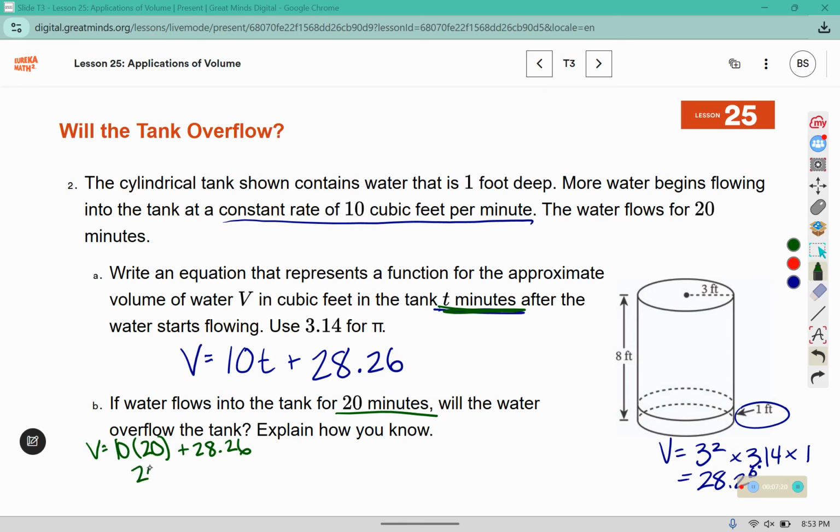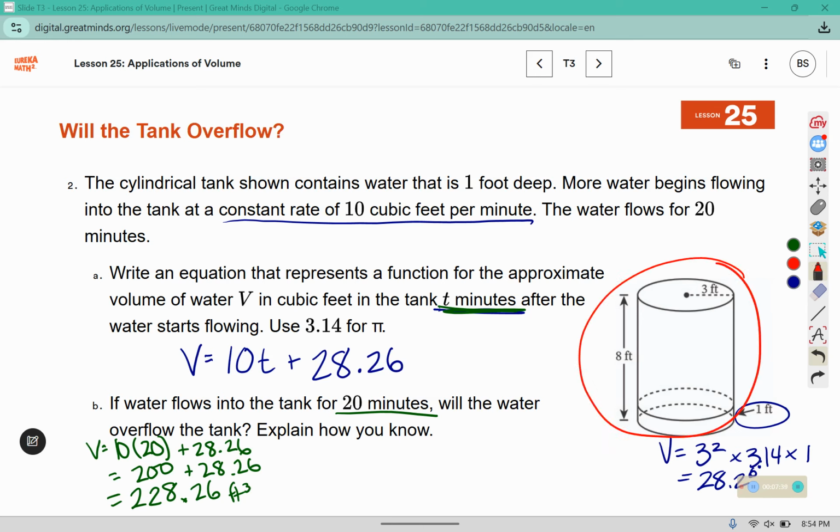10 times 20 is 200. Plus 28.26 would be 228.26 cubic feet. Now let's figure out how much the entire tank can hold.